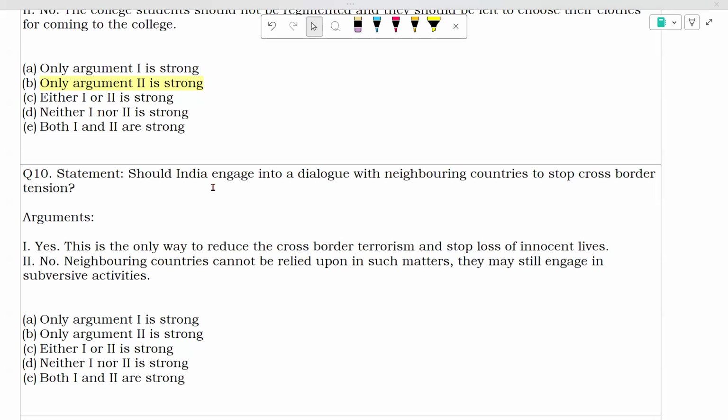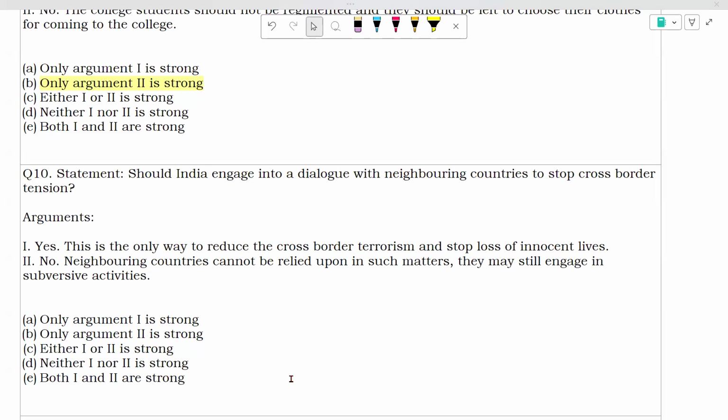Okay, and they are asking a student: should India engage in a dialogue with neighboring countries to stop cross-border tension? Yes, this is the only way to reduce cross-border terrorism and stop loss of innocent life. And no, neighboring countries cannot be relied upon in such matters. They may still engage in subversive activities.